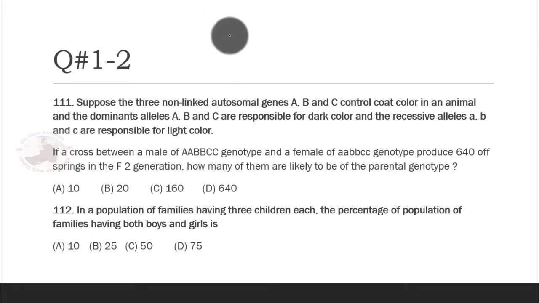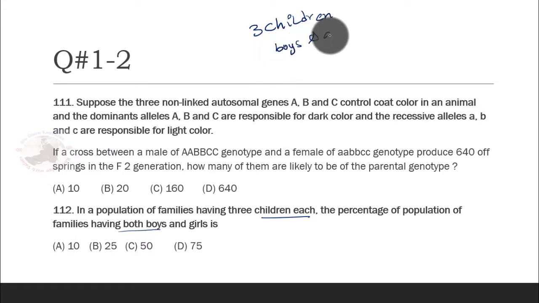112. In a population of families having 3 children each, what is the percentage of families having both boys and girls? They are saying there are certain families among which there are 3 children. Among the 3 children, they have both boys and girls. How many boys and how many girls, they did not say. Hence we can go with some assumption. In one condition, let's say we have 2 boys and 1 girl.